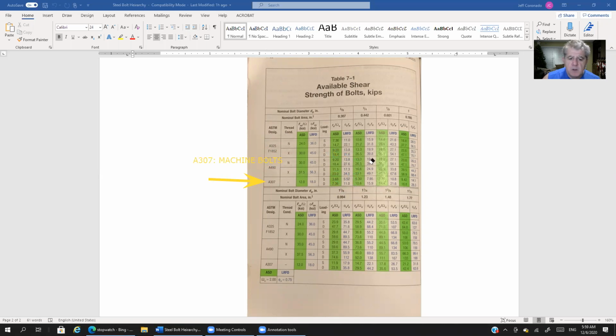Okay, so what that tells us is that from A307 bolts, the next bolt in the hierarchy here is the A325 bolts. Now notice that for the A325 bolts, and that's true also for A490, we do have two types of conditions here, two conditions that we can have. That's the N bolts, and we can also have the X bolts.